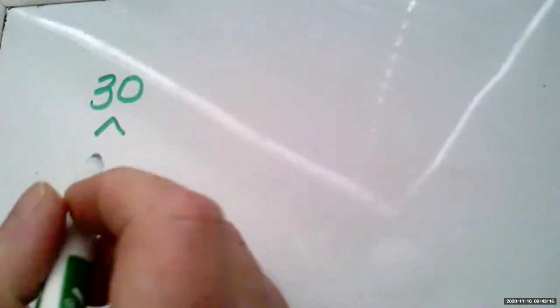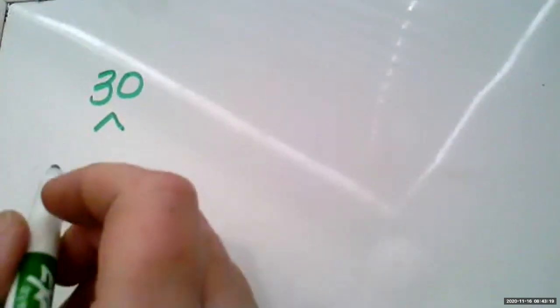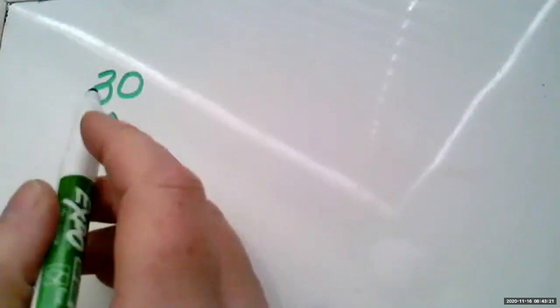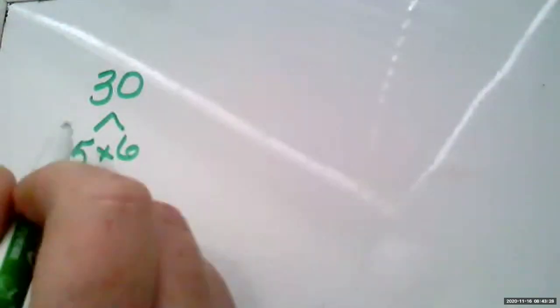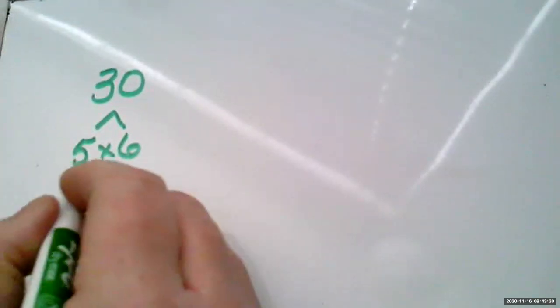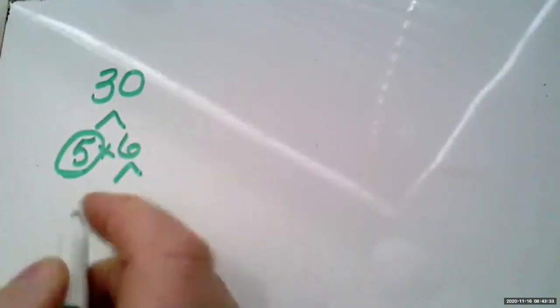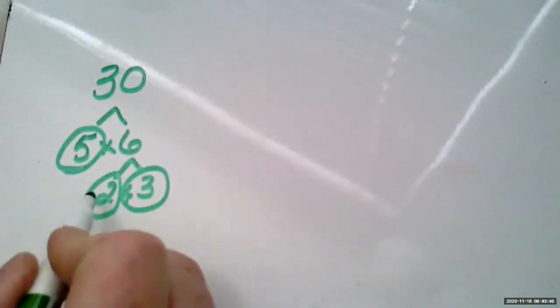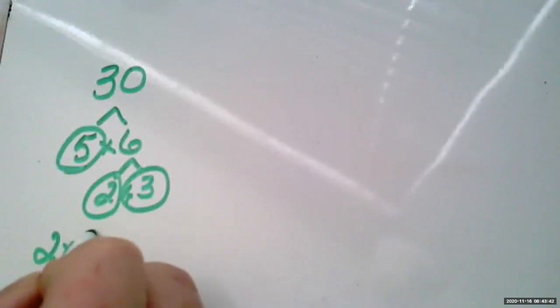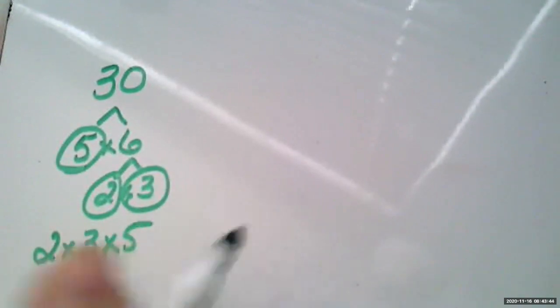All right, just to review, if you were not here last week when we did prime factorization, you can use a factor tree and say what times what equals this number on top. 5 times 6 equals 30. 5 is prime, but 6 is not. So 6 is 2 times 3, and 2 and 3 are both prime. Prime factorization means you're only using prime numbers. So 2 times 3 times 5 is the prime factorization of 30.